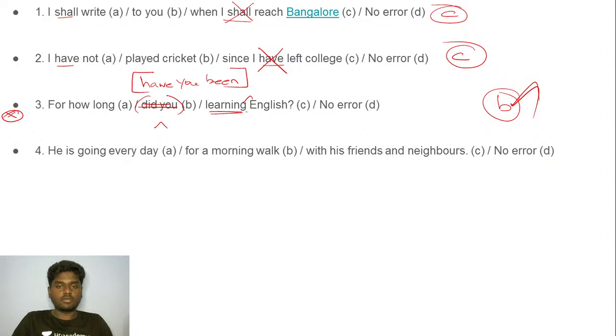That's it. Come on, go for the fourth one. What is the real error with the fourth? He is going every day for a morning walk with his friends and neighbors. What is the error?